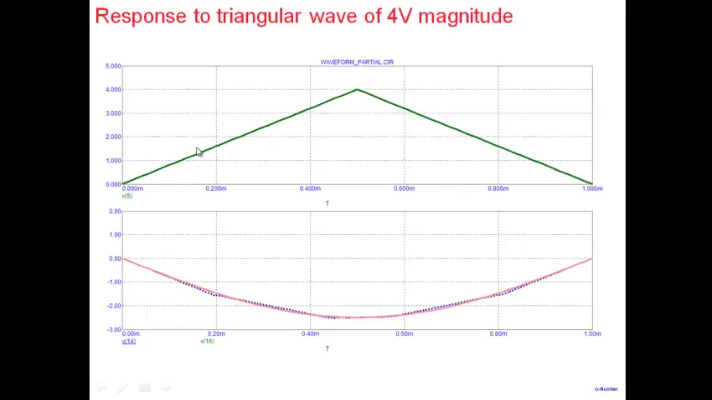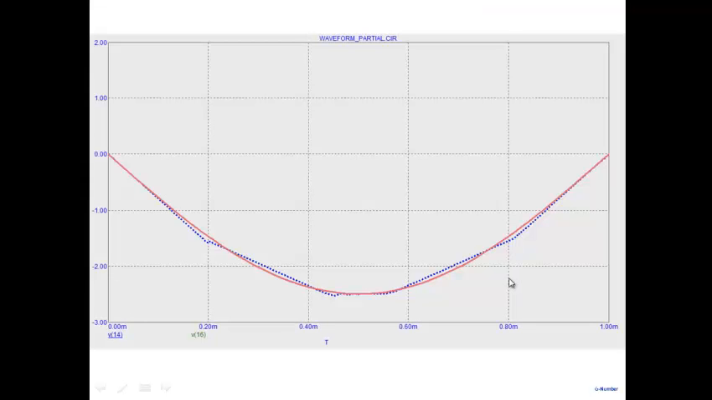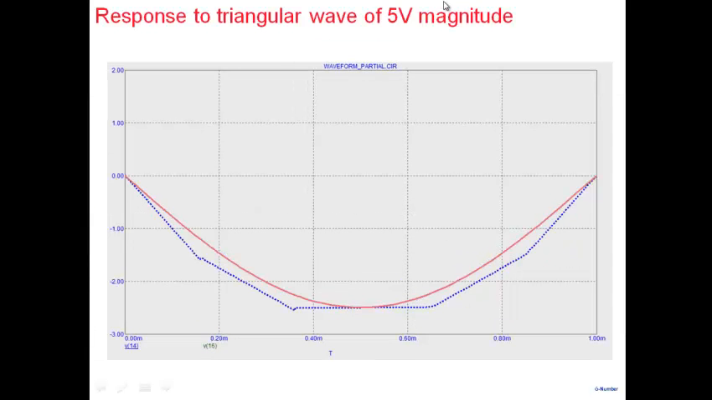If I apply a triangular wave of 4 volts to my circuit, the red one shows the perfect sinusoid, and you can see the output follows the sinusoid pretty well. This shows it more clearly. The blue one shows the output of our circuit when it's excited with a 4 volt triangular wave. When I give a 5 volt triangular wave, as expected, the circuit will not work very well. The approximation to the sinusoid is poor in this case.